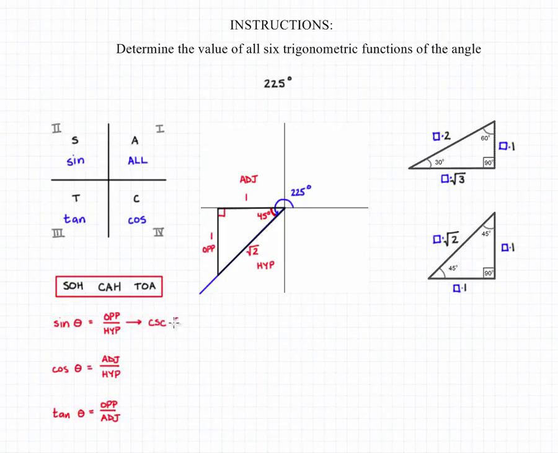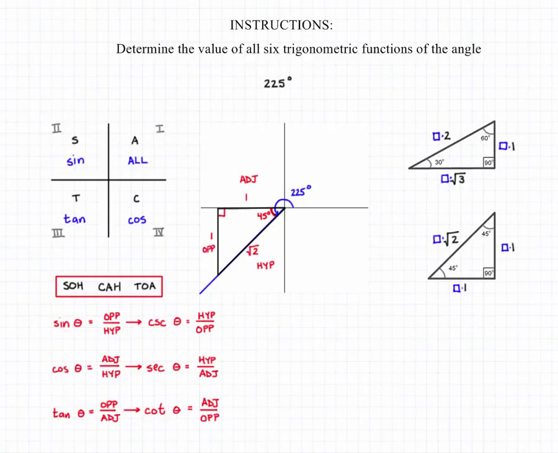So the reciprocal of sine of theta is cosecant of theta, which is the hypotenuse over the opposite side. The reciprocal of cosine is the secant of theta, which is the hypotenuse over the adjacent side. And the reciprocal of tangent is cotangent of theta, which will be the adjacent over the opposite side.